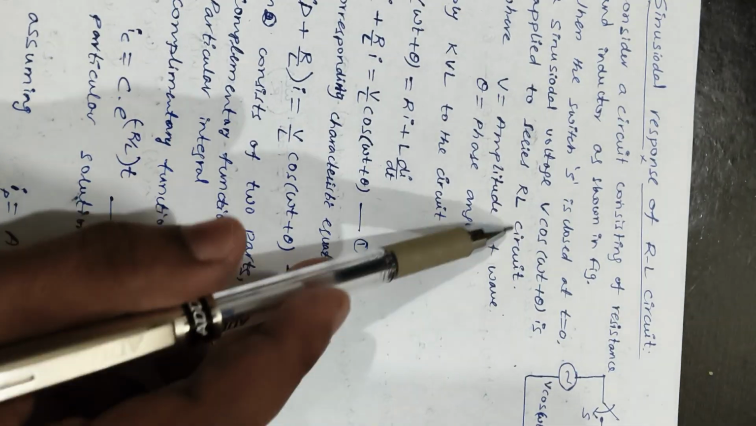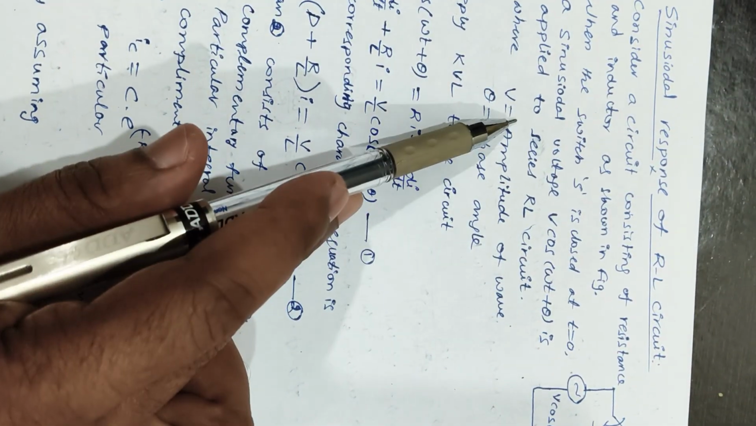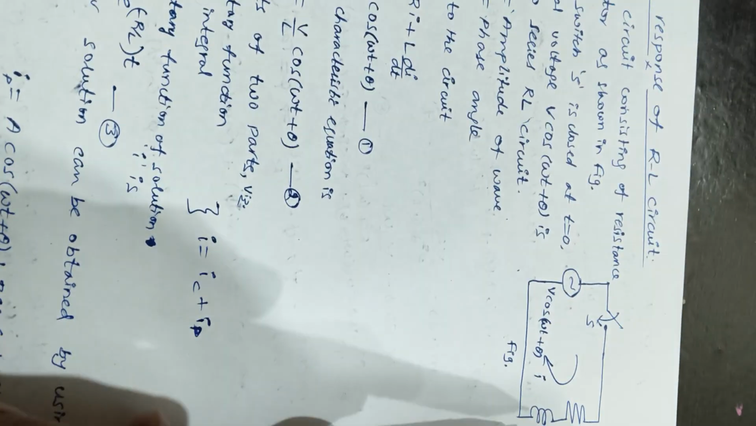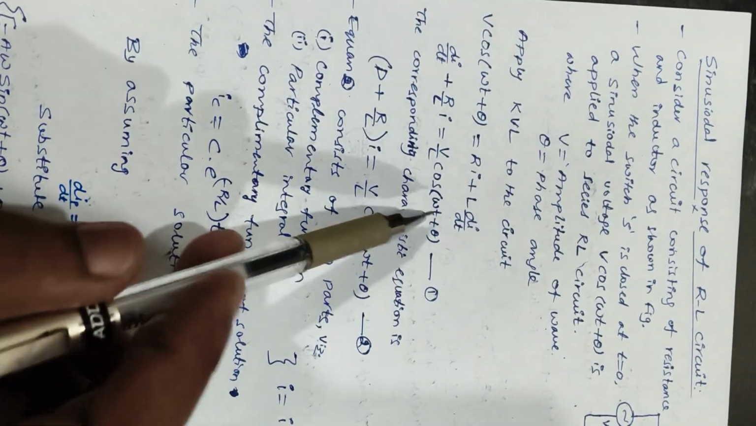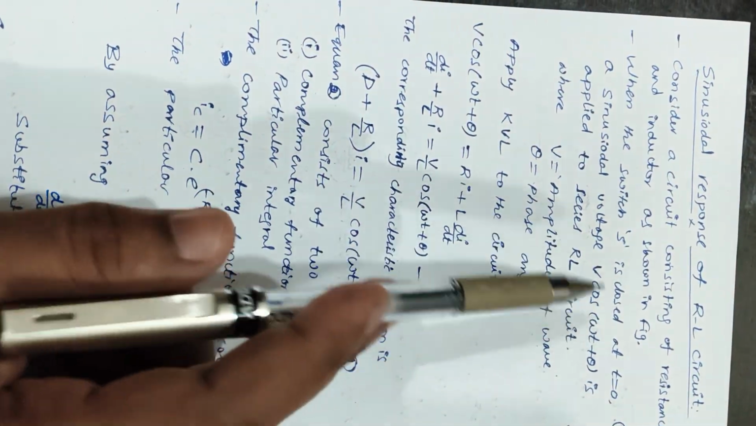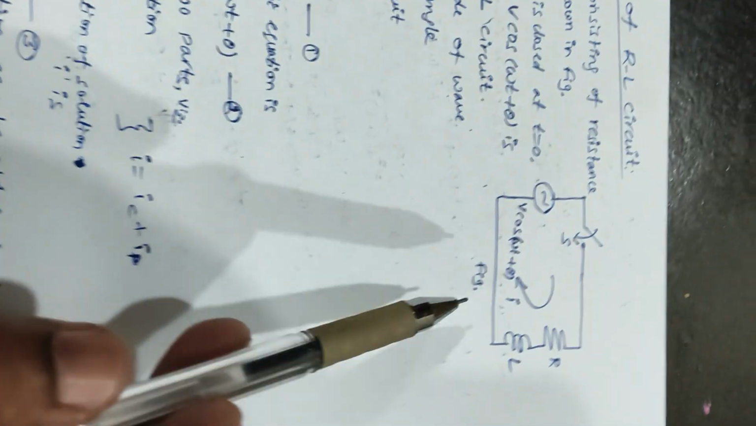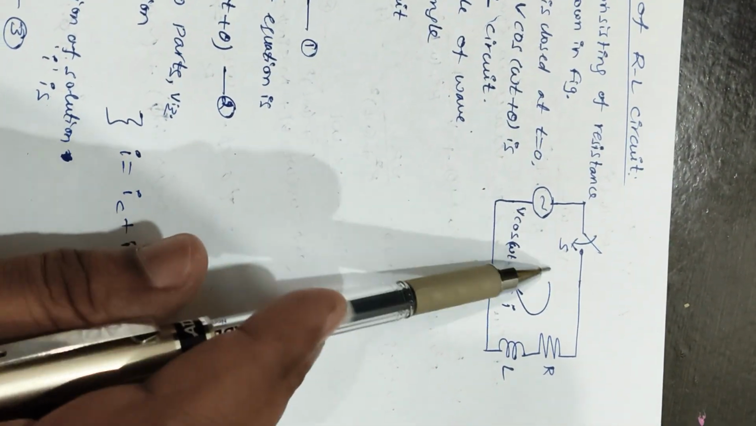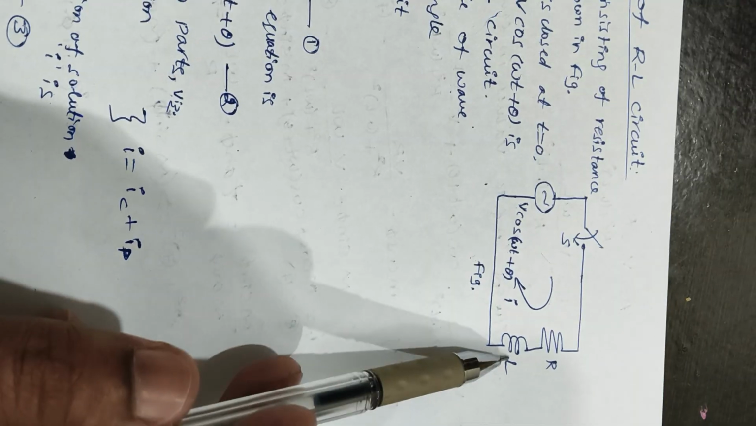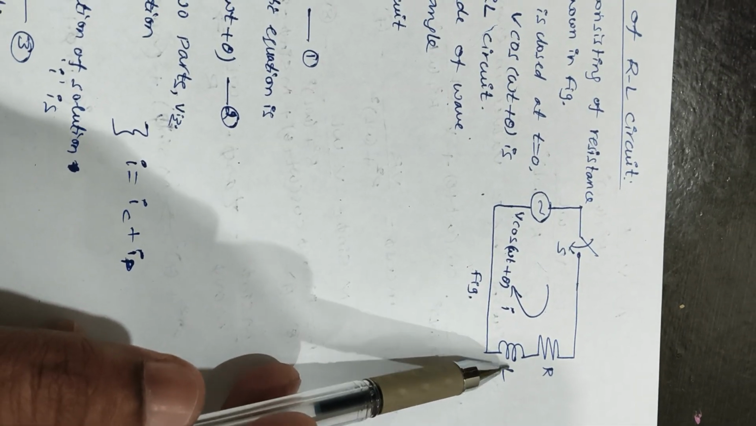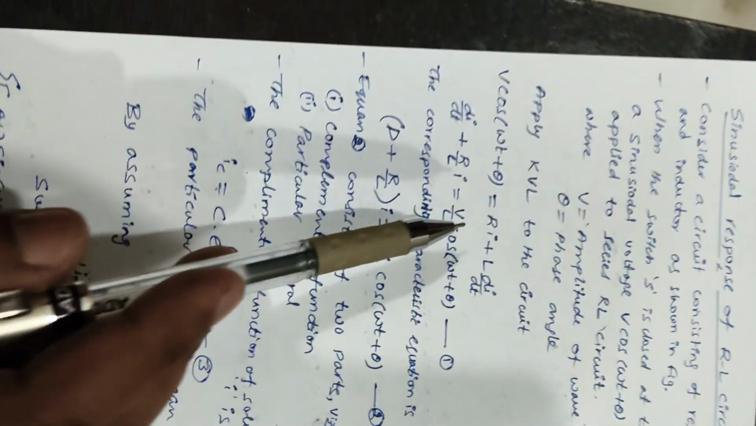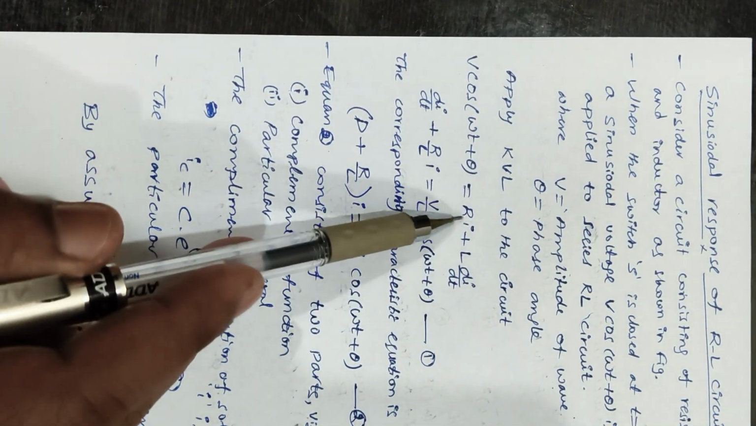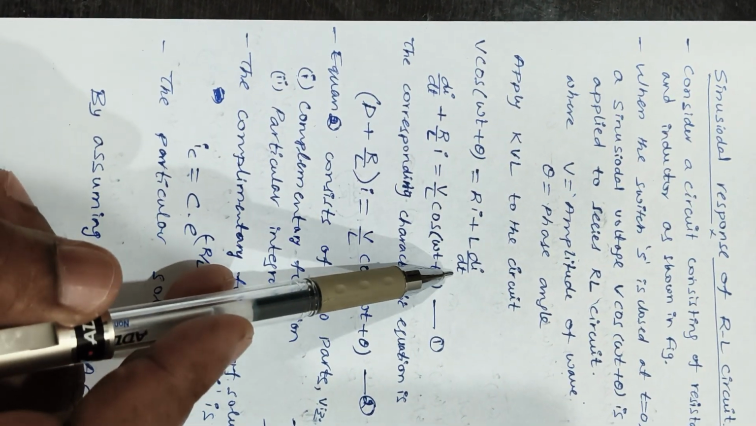In V cos(ωt + θ), V is the amplitude of the wave and θ is the phase angle, because this is an RL circuit and we have applied a sinusoidal voltage source. When you apply KVL to this loop, the voltage source is equal to R times i plus L times di/dt. So by applying KVL, we get V cos(ωt + θ) = R i + L di/dt.